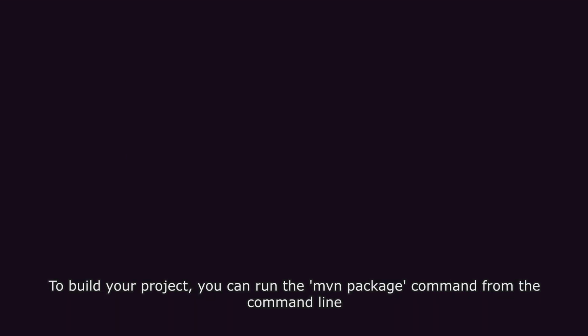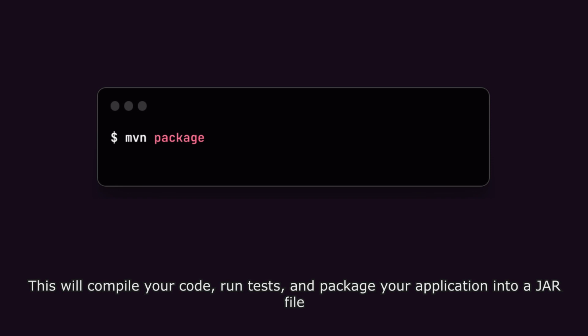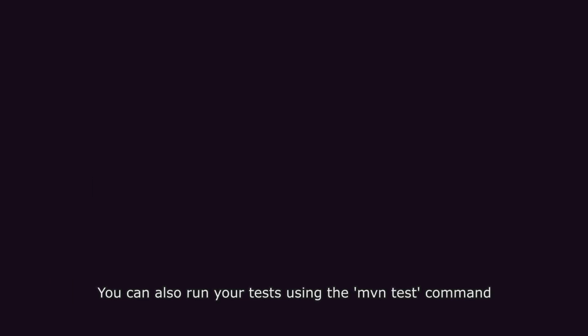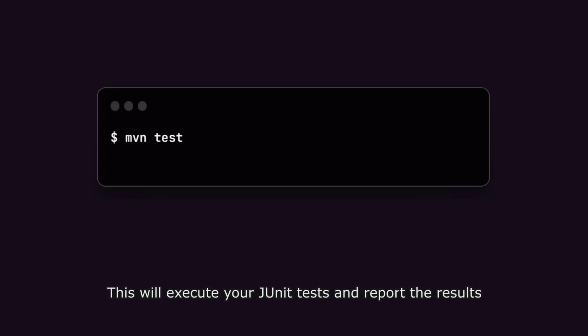To build your project, you can run the mvn package command from the command line. This will compile your code, run tests, and package. You can also run your tests using the mvn test command. This will execute your unit tests and report the results.